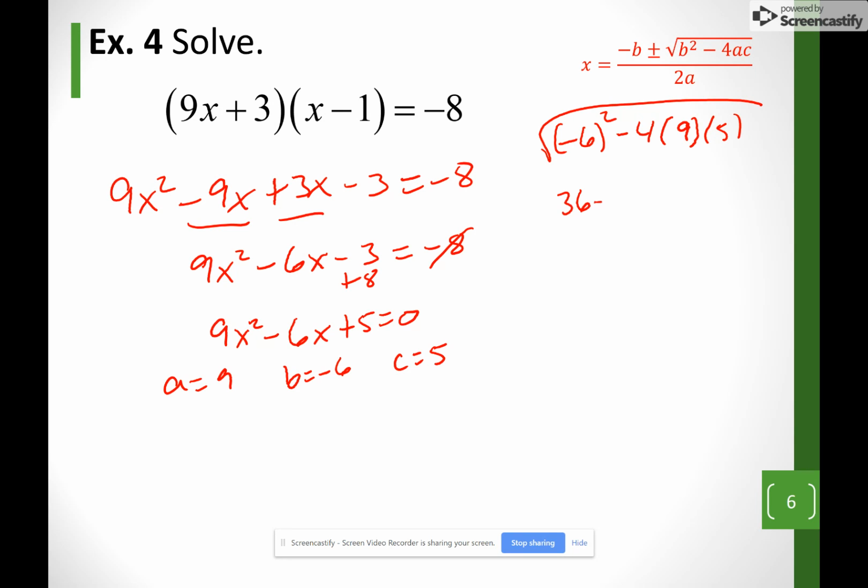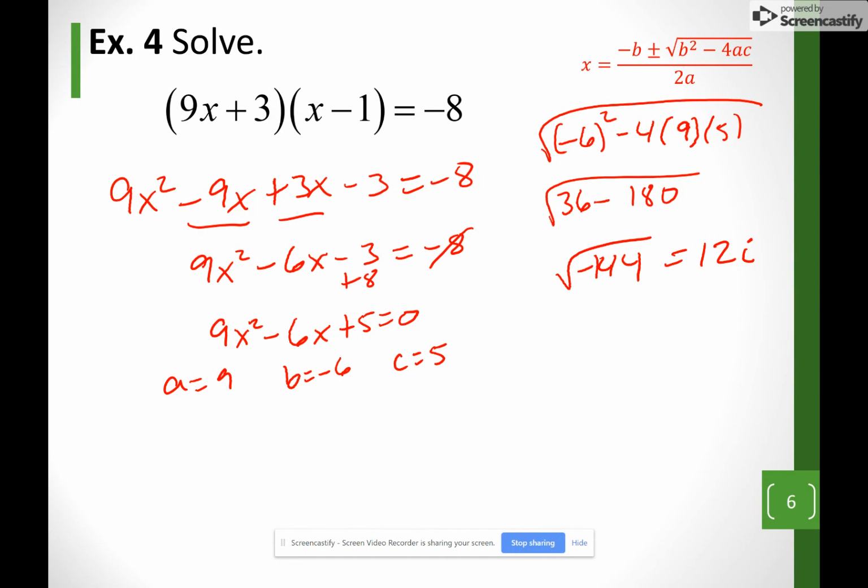So basically I have 36 minus 180 all inside the square root. Now 36 minus 180 gives me a negative number. That will give me negative 144. I know the square root of 144 is 12. So I'm going to say the square root of a negative 144 will be 12i. Remember, it's a negative.